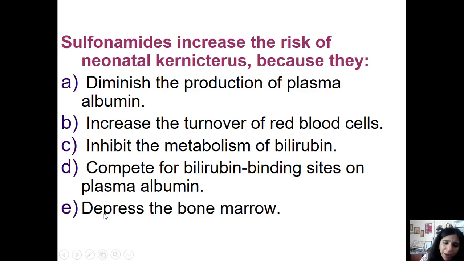Bilirubin binds to albumin. Sulfonamides are also acidic drugs. They bind to albumin. They will displace unconjugated bilirubin from its binding site, and that bilirubin will be able to cross the blood-brain barrier and produce neonatal kernicterus. So that is the reason that they should be avoided in neonates. They should be avoided in lactating mothers also.